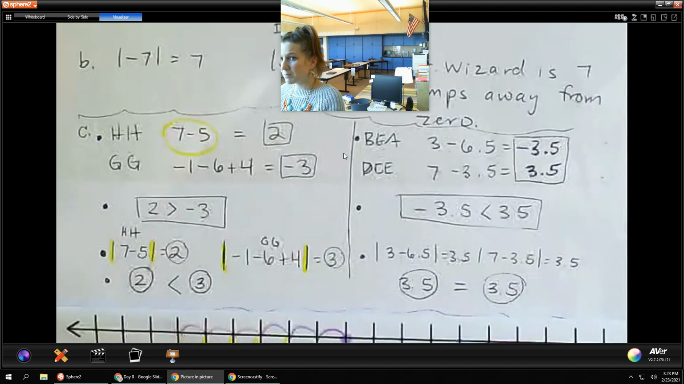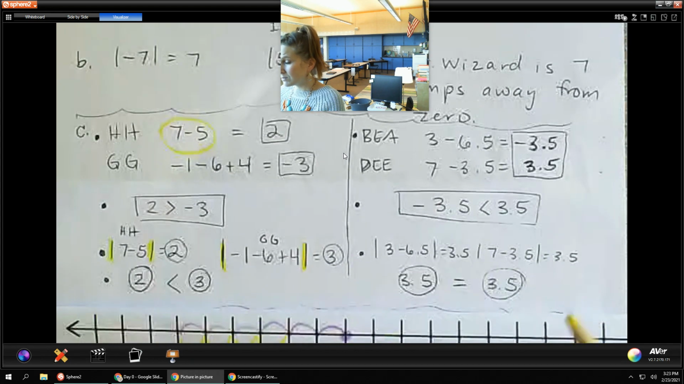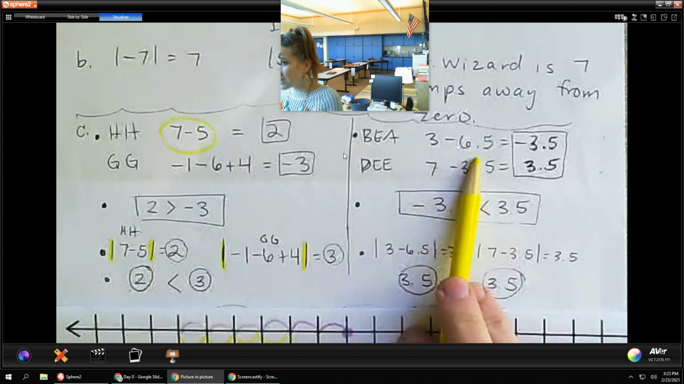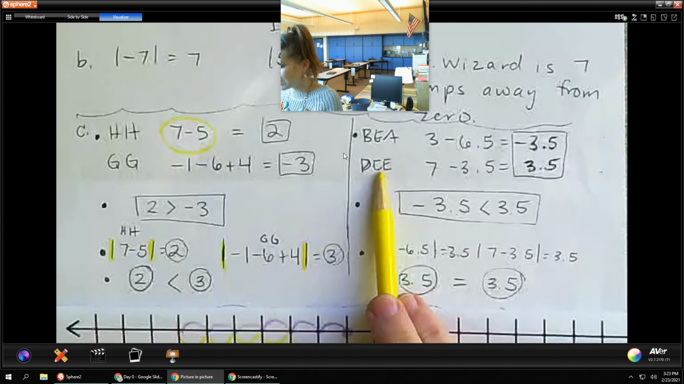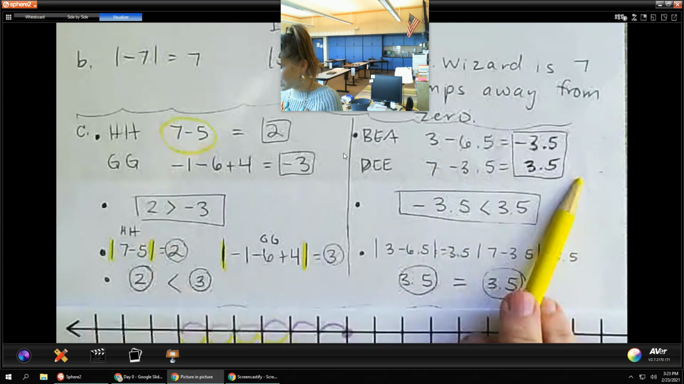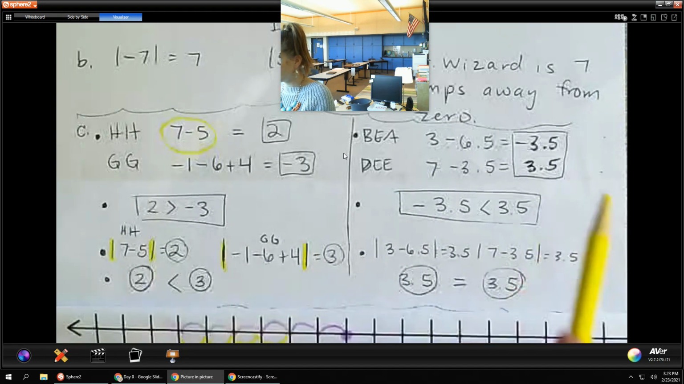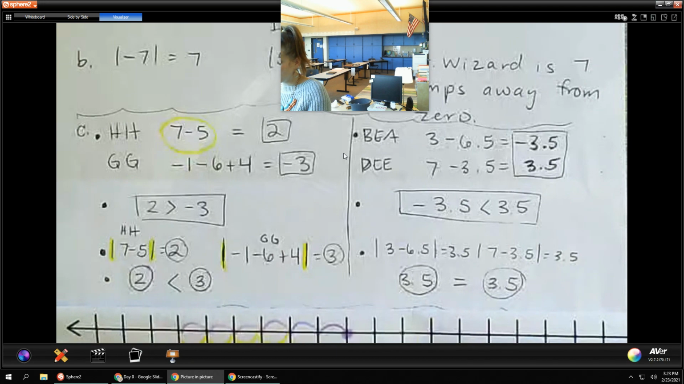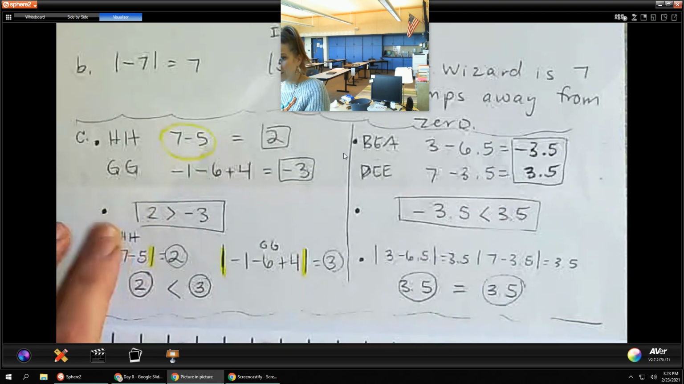The interesting thing about B and D, not B the frog and D the frog, is that one went the exact same distance to the left as they did to the right. They both traveled 3.5. So after you go through the absolute value of that, they are equal. I think that's how you do that.